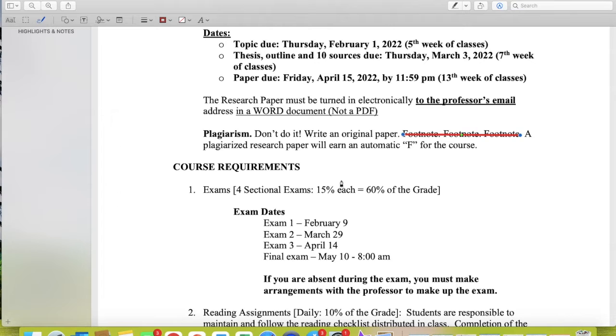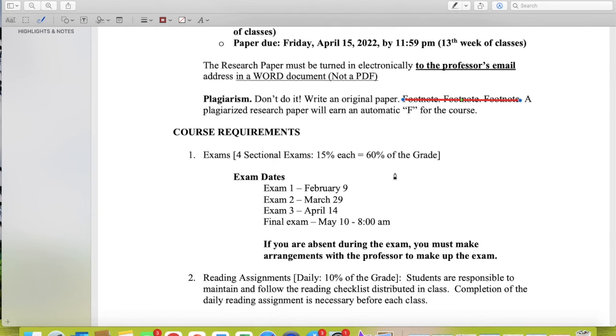Okay, so course requirements. You have 4 sectional exams, 15% each, which equals 60% of the grade. So you can see it there: exam 1, 2, 3, and then the final. Exam 1, February 9th; exam 2, March 29th; exam 3, April 14th; and the final exam is May 10th at 8 a.m.